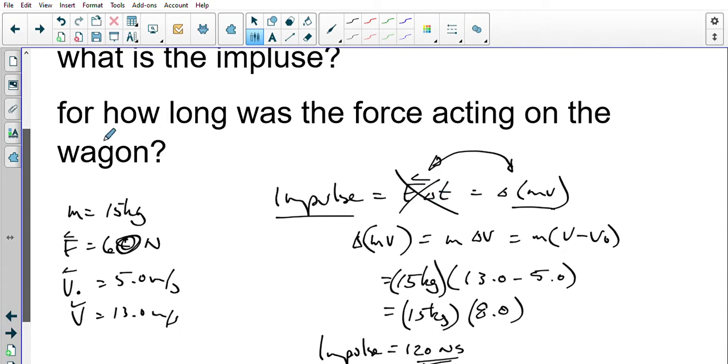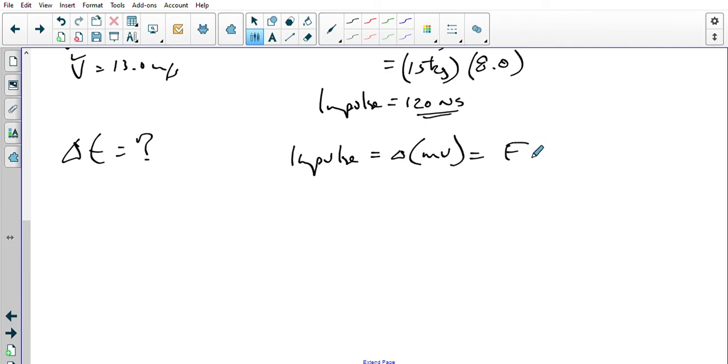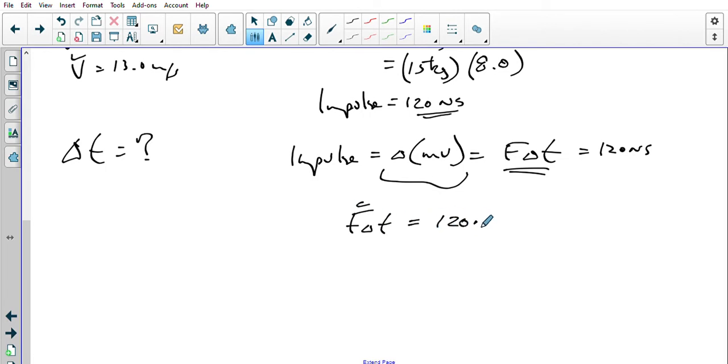Then the question is, how long was the force acting upon it? So we're looking for our time. Impulse is equal to our change in momentum, and that's also equal to our force times delta t. We know these are equal to 120 newton seconds. Even though we calculated from the momentum, we can use this to calculate the next part. So F delta t is equal to 120 newton seconds.